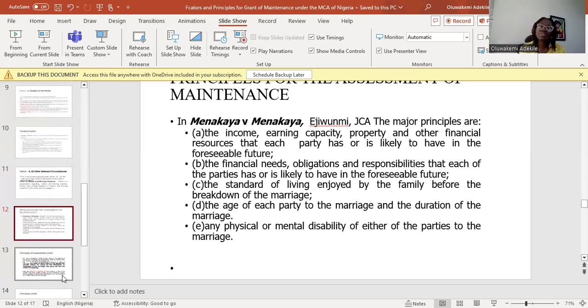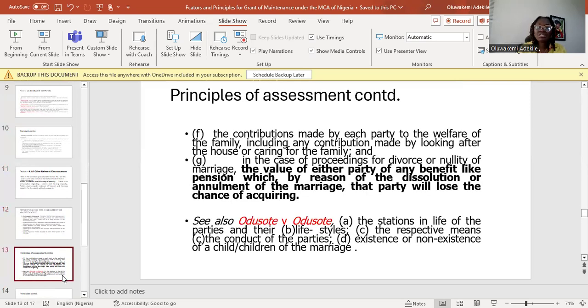Do they have any physical or mental disability? You know that some of these reasons can be the basis of getting a divorce. So these are some of the considerations that will determine the assessment. They also look at contributions made to the welfare of the family, including any contribution made by looking after the house or caring for the family.